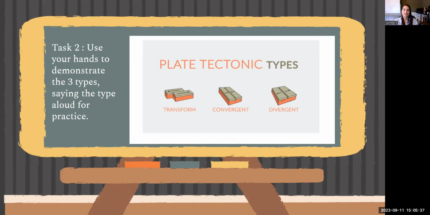All right, for task 2, we're going to use our hands. Get your hands. Let's wake our hands up. We're going to demonstrate those 3 types, saying the type out loud as we go.